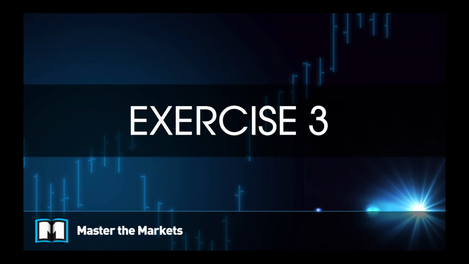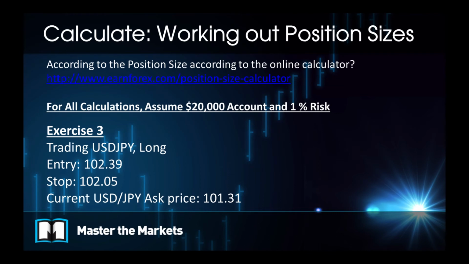Okay, on to exercise 3, and again you have the position size that you can work out just there. As with these exercises, always assume a $20,000 account, 1% trade risk, and every bit of information that you need to do the calculation is here.